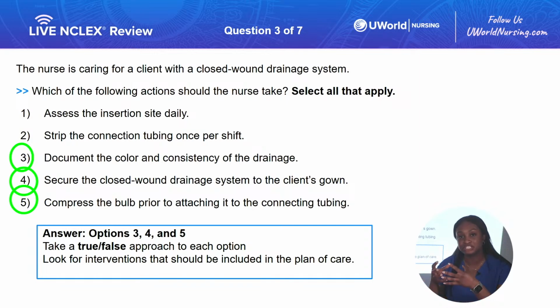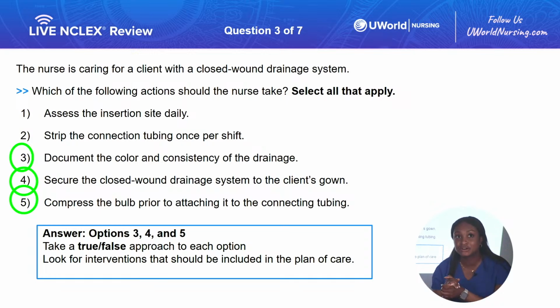And then compress the bulb prior to attaching it to the connecting tube. So yes, with a JP drain or a bulb section or even the accordion, you want to compress it so you can create that negative pressure before connecting it to the tubing or before closing it. So then when you release it, it will actually be doing its purpose of the negative pressure.